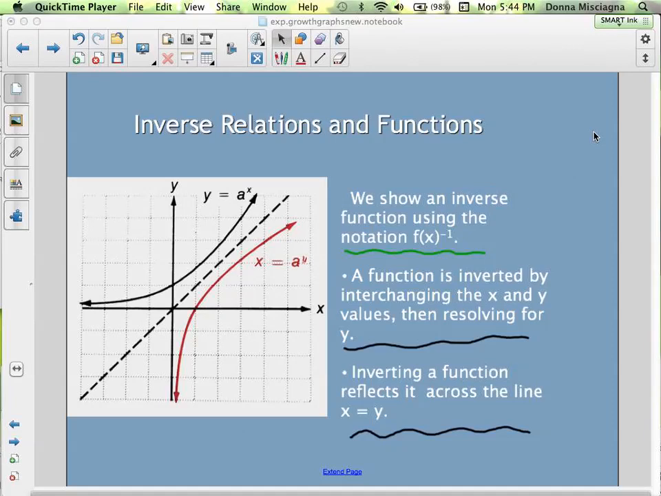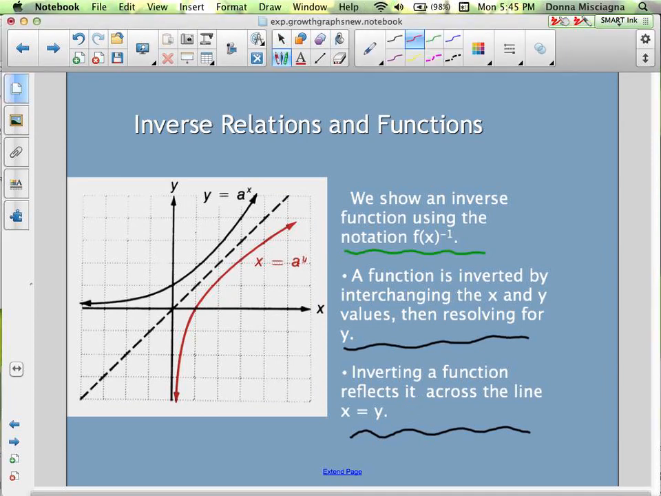Welcome. I thought we'd begin this lesson with just a little review of inverse relations and functions. As a reminder, we show an inverse function using the notation f of x with that -1. That means f inverse. A function is inverted by interchanging x and y values, then resolving for y. And inverting a function reflects across the line y equals x. All right, so these are some important facts about inverses.